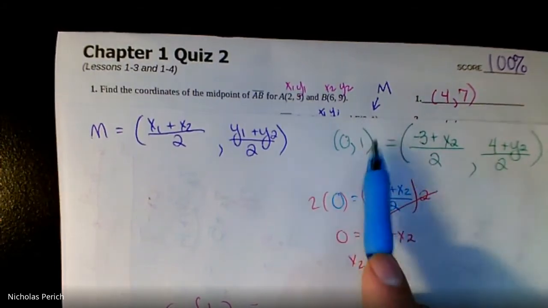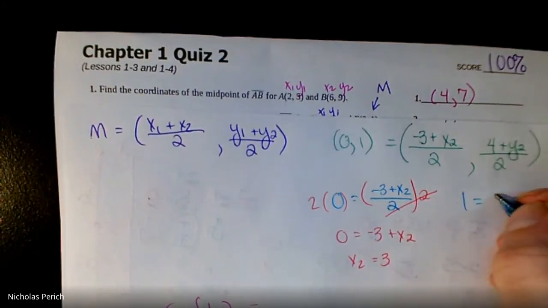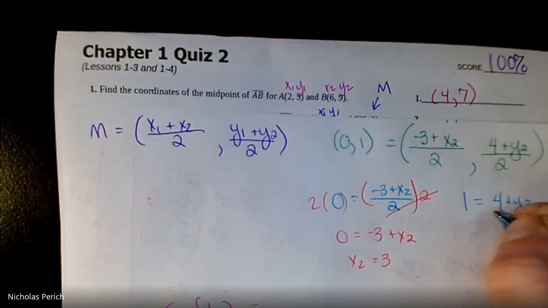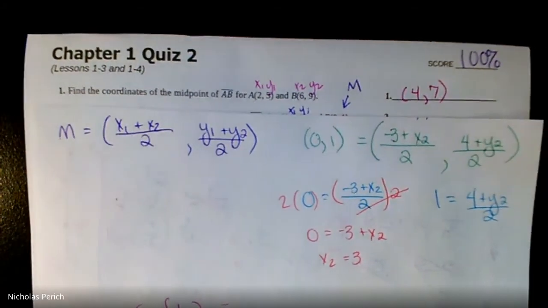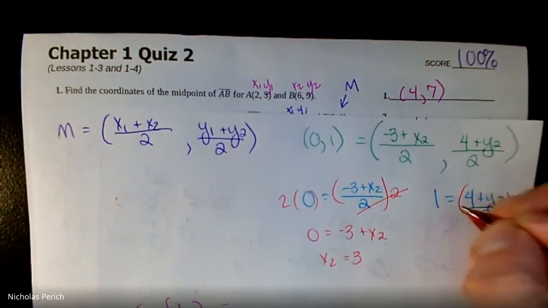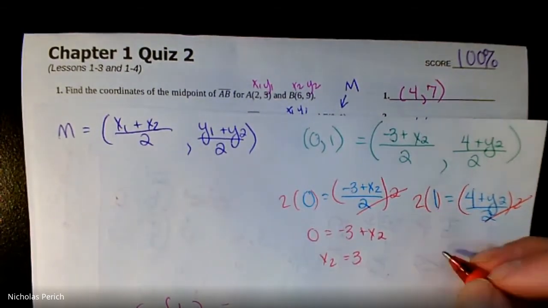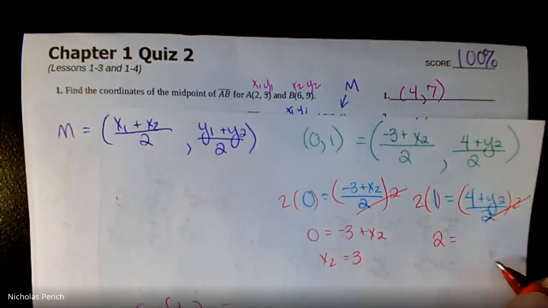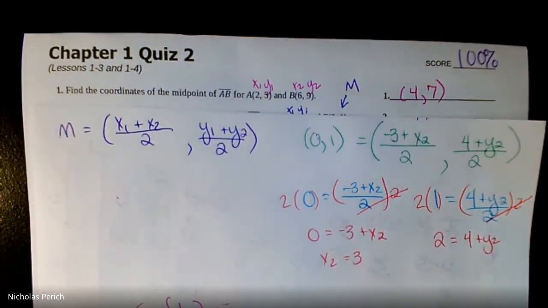Now the way I find the y value part is I'm going to focus on the y parts only. 1 is my y value. That's going to equal 4 plus y sub 2 over 2. And I'm going to start the problem the same way that I started the one on the left side. I'm going to multiply both sides by 2 to get rid of the 2 down there. Multiply both sides by 2. 2 times 1 is 2. That leaves me with 4 plus y sub 2.